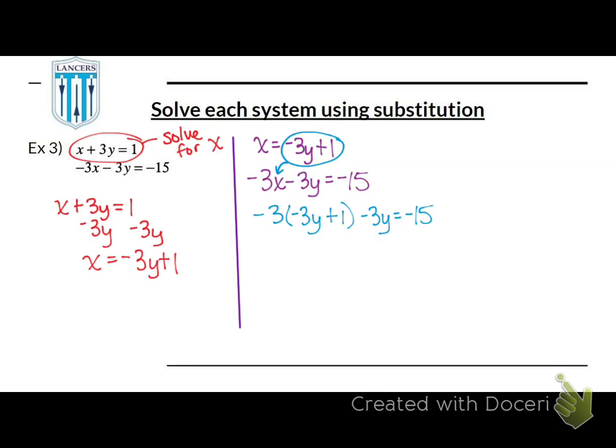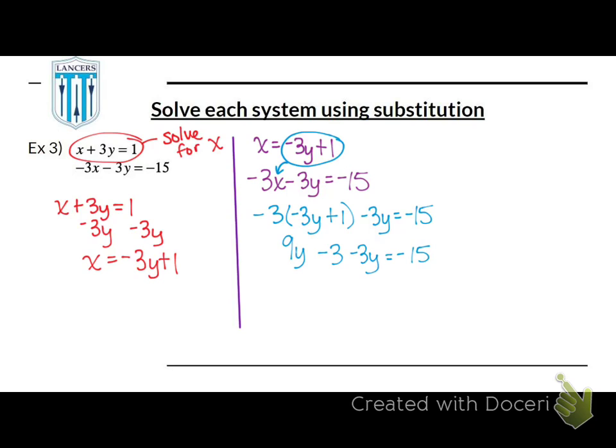Okay, so we've only got y's. We need to distribute. You've got to be careful with your signs when you distribute a negative. A negative times a negative is a positive 9y. A negative times a positive is a negative 3. What do you get when you combine like terms?